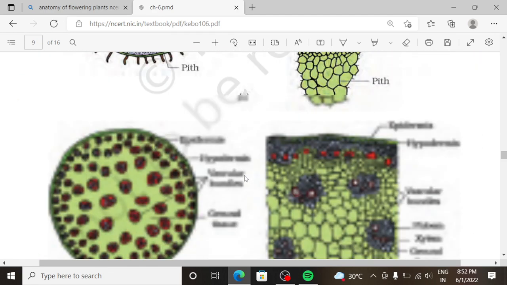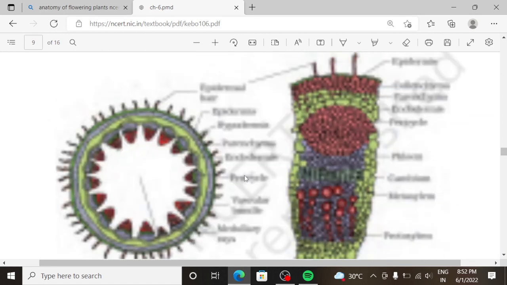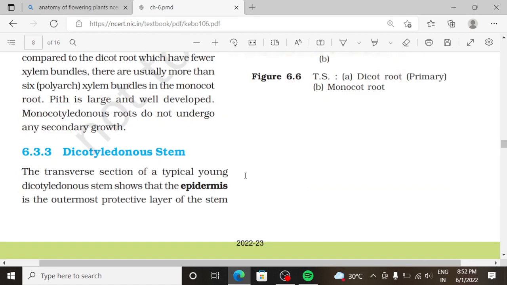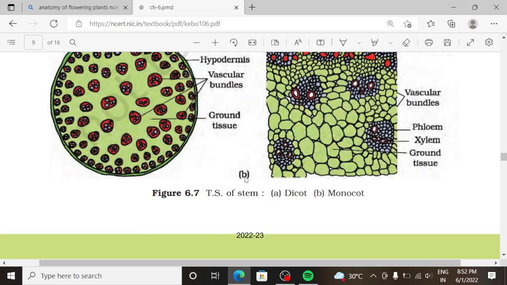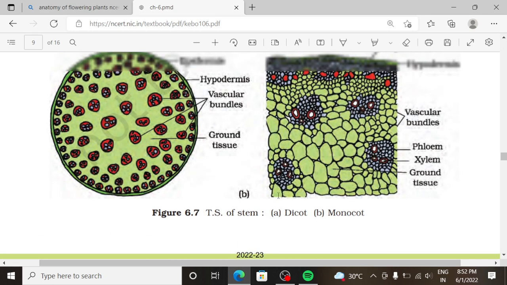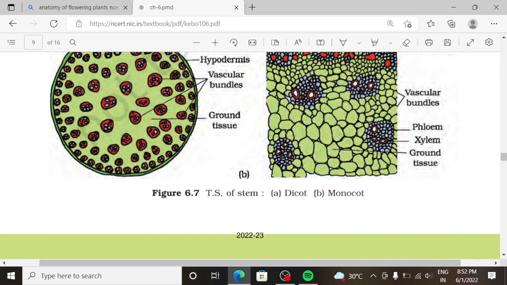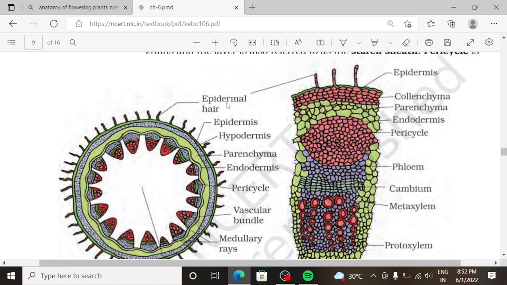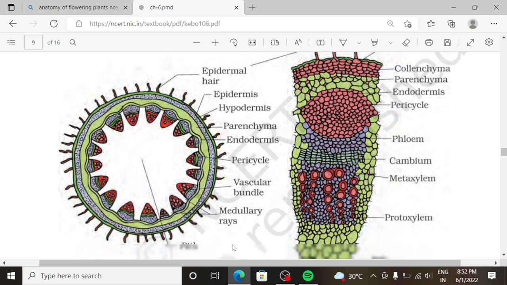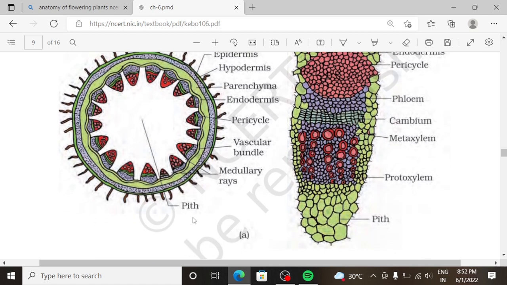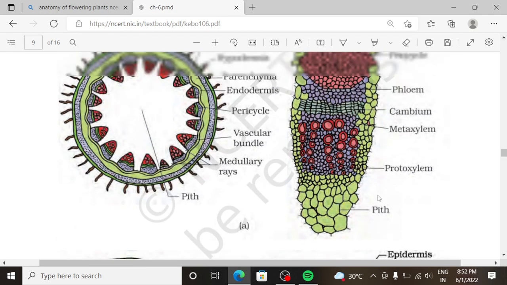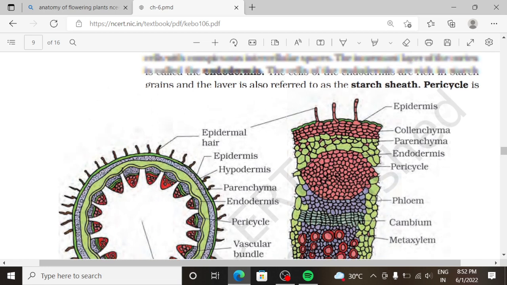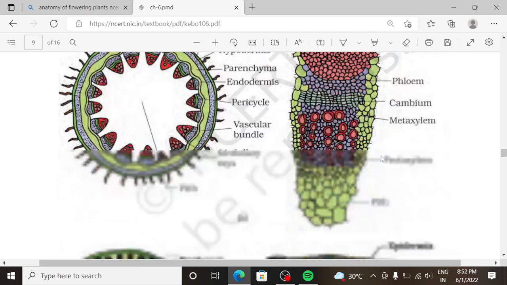Then this is the diagram of the TS of the stem. The A part is dicot stem and B is monocot stem. You can see the parts like epidermal hair, epidermis, hypodermis, parenchyma, endodermis, pericycle, vascular bundle, medullary rays, and pith. Pith is the center. Here also you can see pith, protoxylem, metaxylem, cambium, phloem, pericycle, endodermis, parenchyma, sclerenchyma, epidermis.